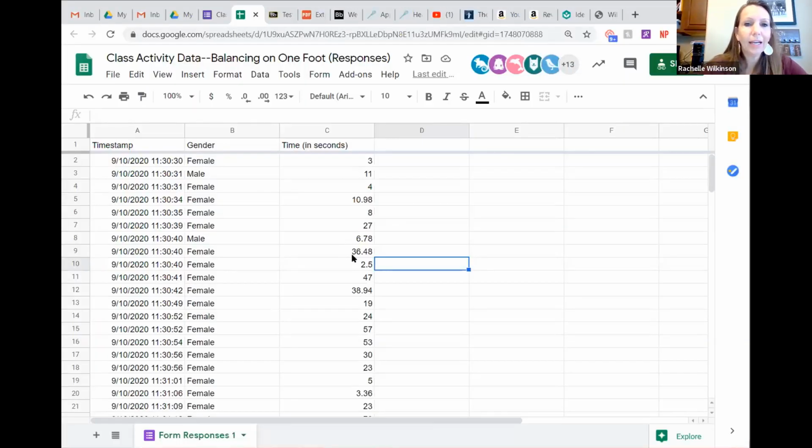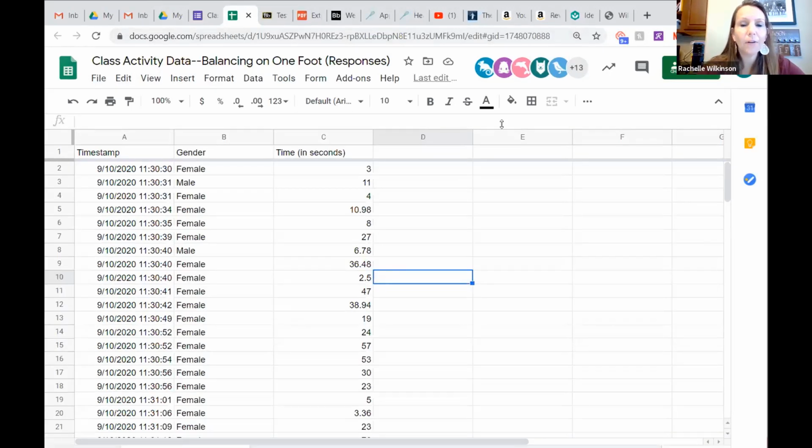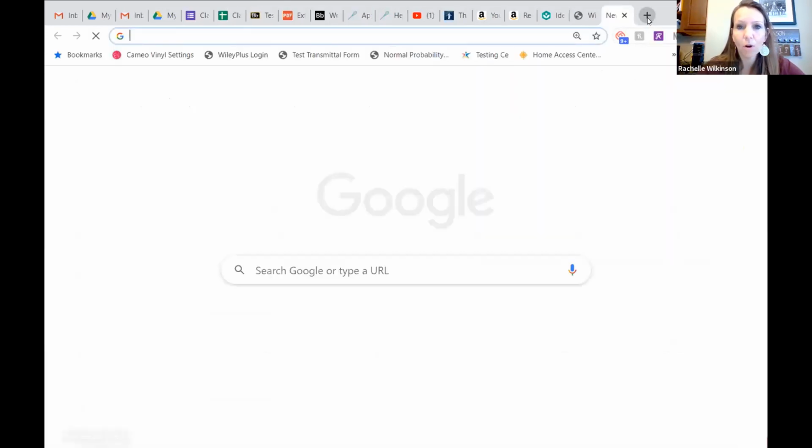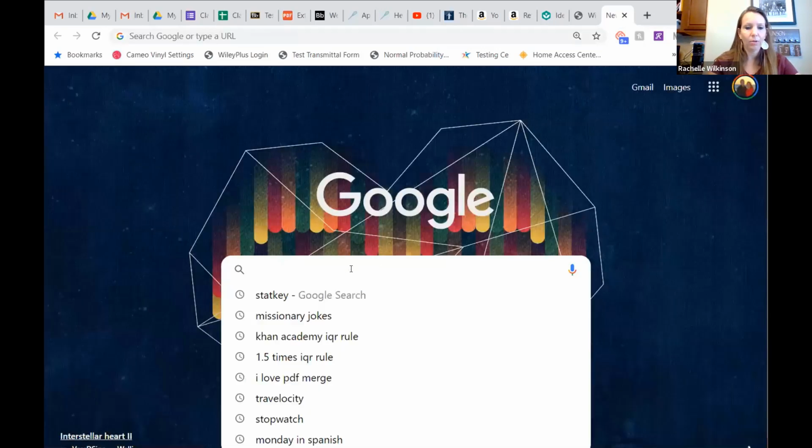Okay, so this next link, I just put it in the chat window. That's going to take you to the Google Docs. I'll show you what it looks like here. All right, and we're going to look at this data inside of StatKey. So when you've got the spreadsheet open, then find another browser window and open up StatKey, and we'll walk through together how we're going to analyze this.